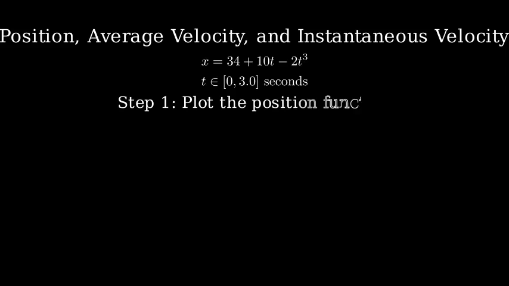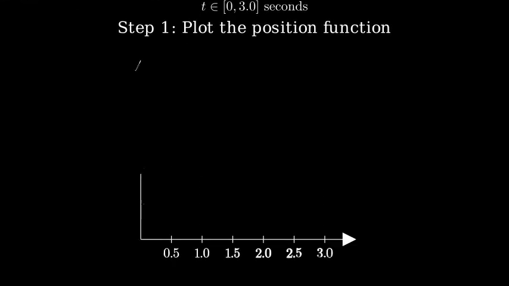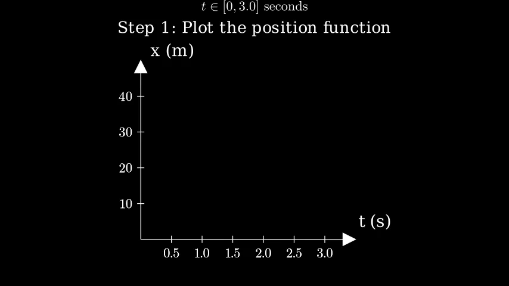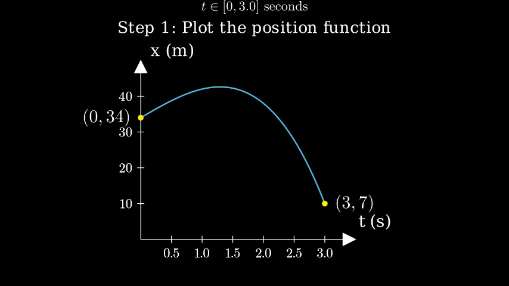First, let's plot the position function. Here's our coordinate system, with time on the horizontal axis and position on the vertical axis. Now, let's plot our position function. At t equals 0, the position is 34 meters. As time increases, we can see the position initially increases due to the positive 10t term, but then starts decreasing due to the negative 2t cubed term.